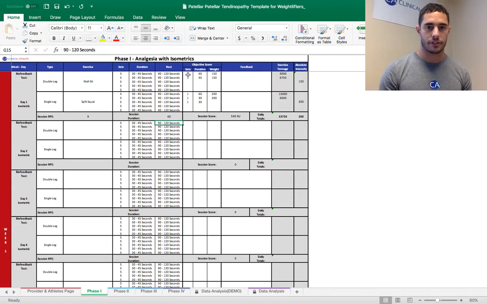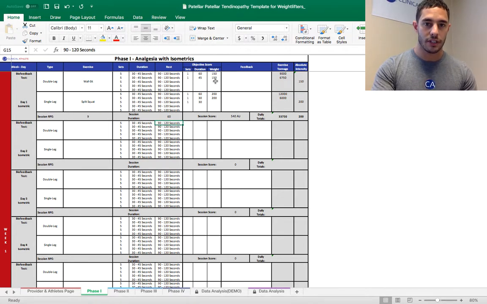We've got metrics called exercise tonnage here in phase one. Exercise tonnage is sets times reps times weight, or in the case of the isometrics, it's duration. So sets times duration times weight is going to give you a tonnage value. And then absolute intensity is the heaviest load utilized for any specific exercise.